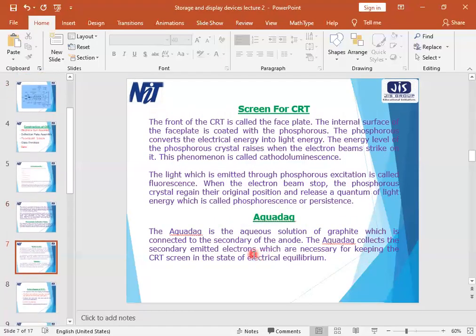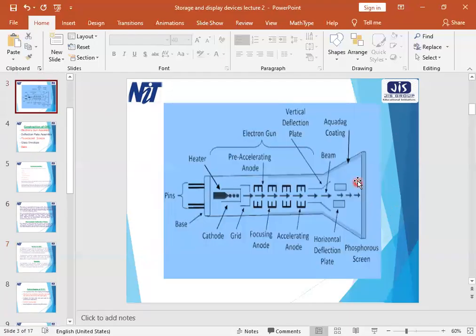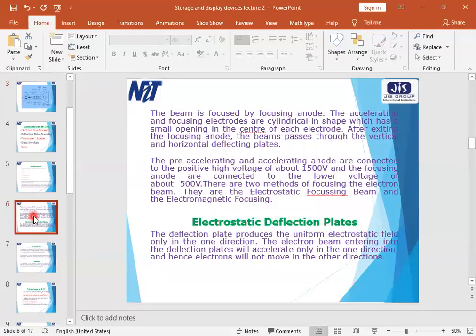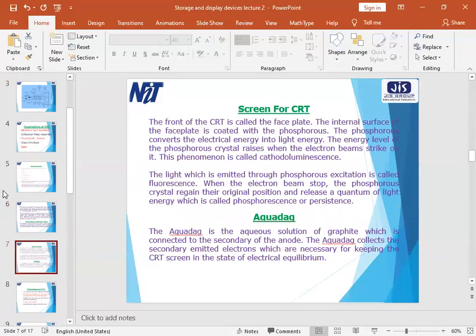Now, screen for CRT. This is a very, very important thing. You see, this is the screen for the CRT. What is done there, I told you earlier, but I have written it again for your understanding, that the front of the CRT is called the face plate. The internal surface of the face plate is coated with phosphorus. The phosphorus converts the electrical energy into light energy.